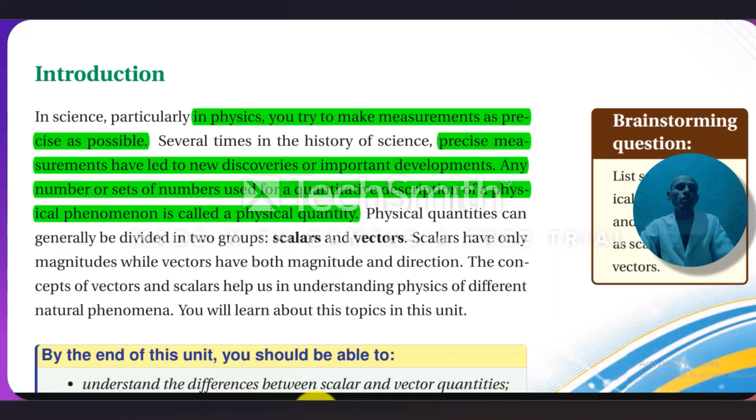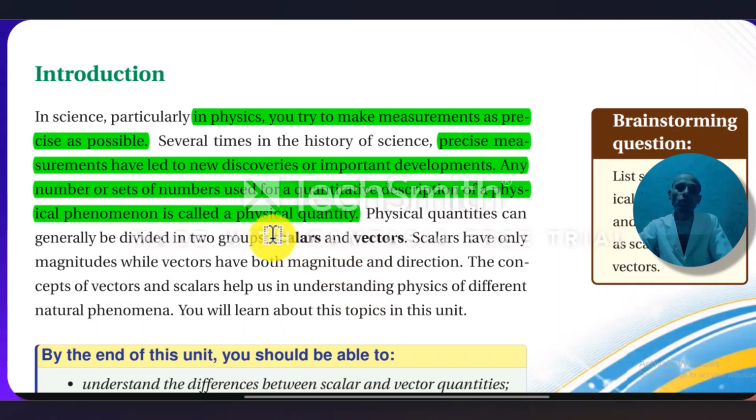In physics grade 10, chapter 1, in science, particularly in physics, we try to make measurements as precise as possible. Precise measurements have led to new discoveries or important developments. Any numbers or sets of numbers used for quantity descriptions of physical phenomena are called physical quantities.